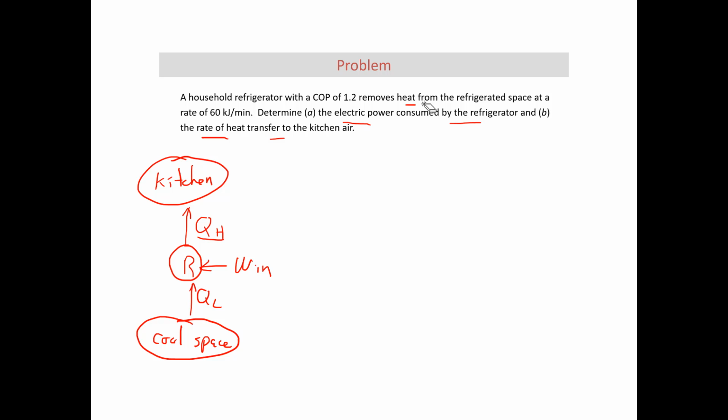So it's telling me that it removes heat from the refrigerated space at a rate of 60 kilojoules per minute. So that would be QL. The amount of heat I'm removing from the refrigerated space is QL. So that would be 60 kilojoules per minute. And basically, I need to find out what the QH and work in are.